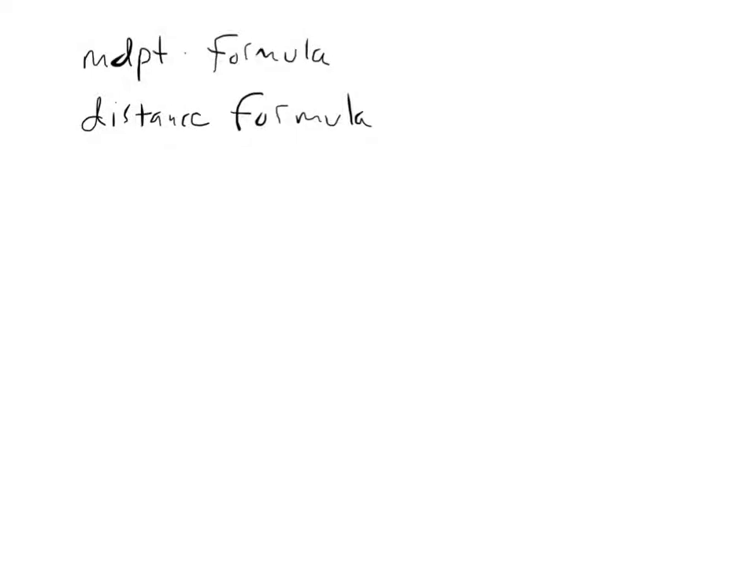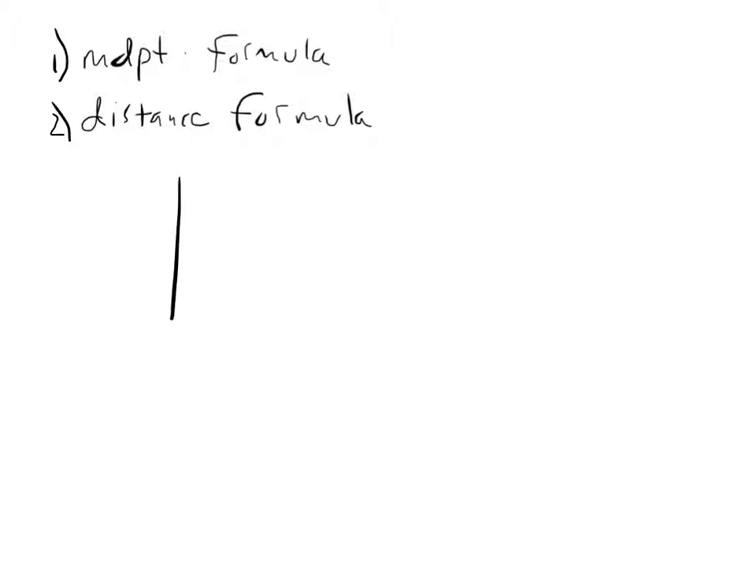So, two important formulas that you've seen before and you're going to need to apply here now: the midpoint formula and the distance formula. Arguably the midpoint formula is one of the easiest formulas you learn in math. You simply average the x-coordinates and average the y-coordinates, and that gives you the midpoint.